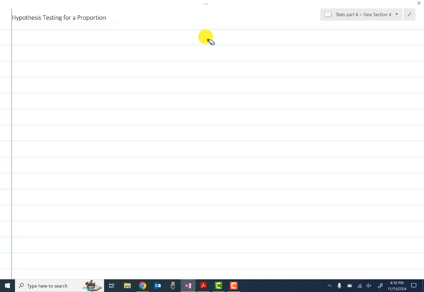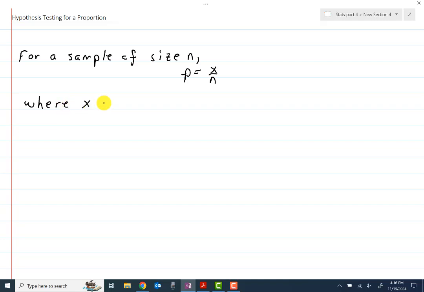This topic is the last of our hypothesis testing, and it's for a proportion. So remember a couple things for a proportion. If we have a sample of size n, then we define the proportion as x over n, where x is the number of successes.